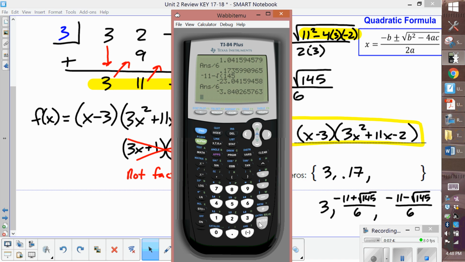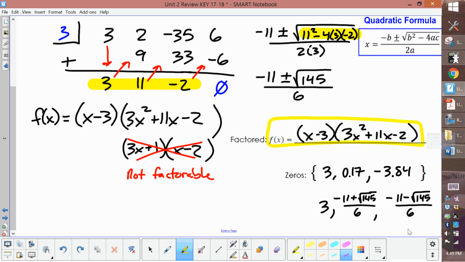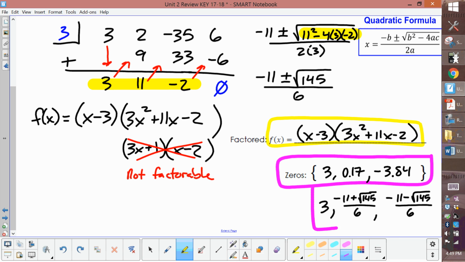Negative, I'll put 0.17. And then negative 3.84. And these are, again, not pretty answers, but they are exact. And so these are the zeros I'm looking for. This is a more appropriate answer. I would accept either one of those decimal or radical form.